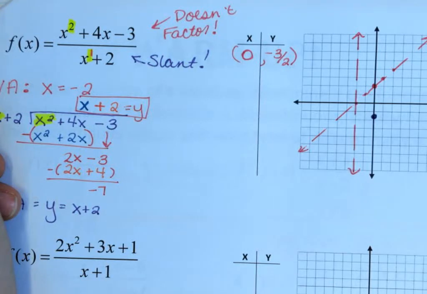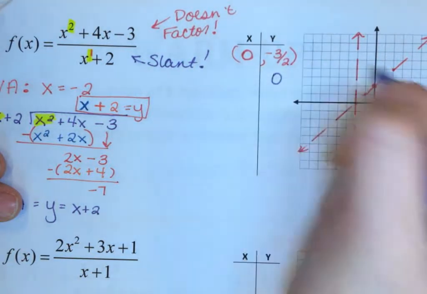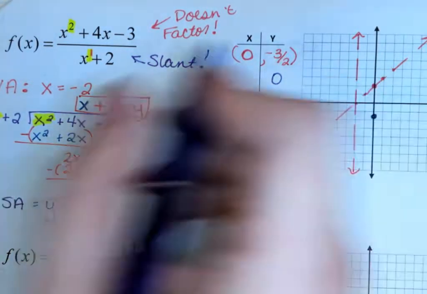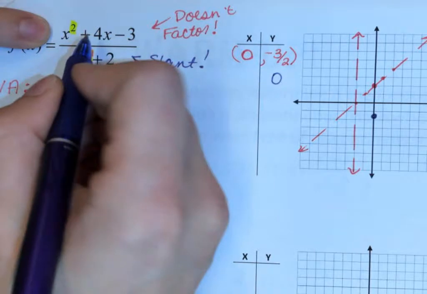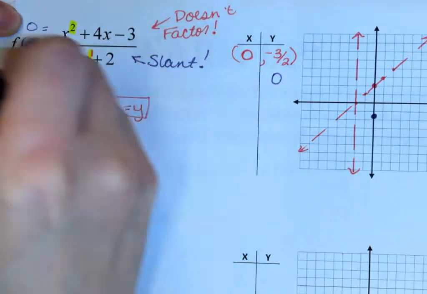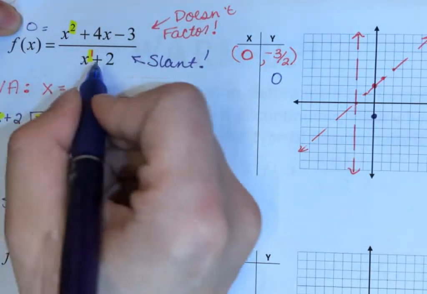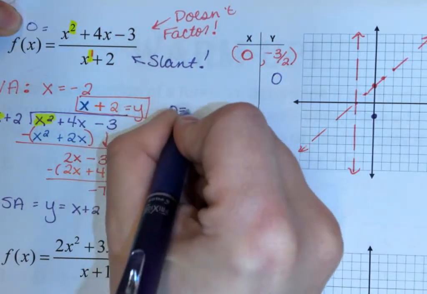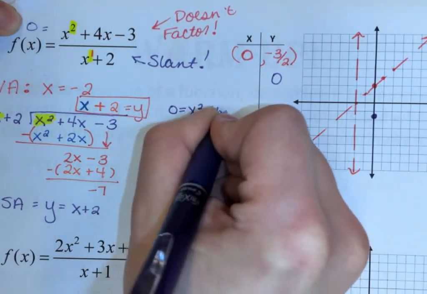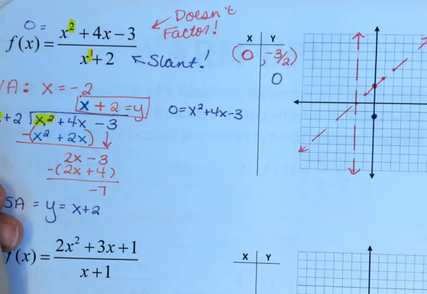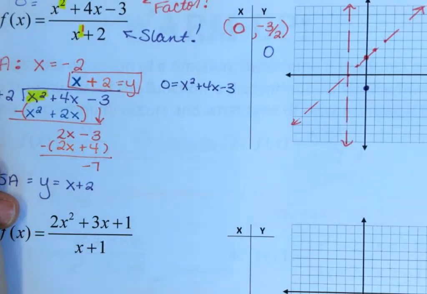Now, to find the x-intercept, sorry, how do I find an x-intercept? Put in 0 for y. This guy's going to be a little bit trickier because I'm going to set this here equal to 0. When I cross multiply, that x plus 2 goes away, and I'm left with 0 equals x squared plus 4x minus 3. But we've already said that does not factor.